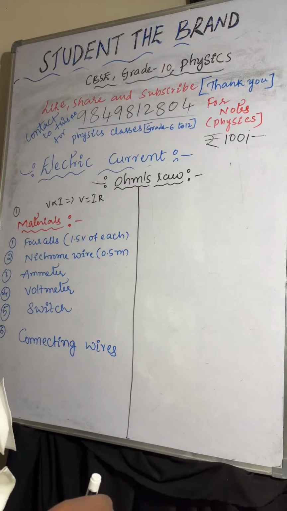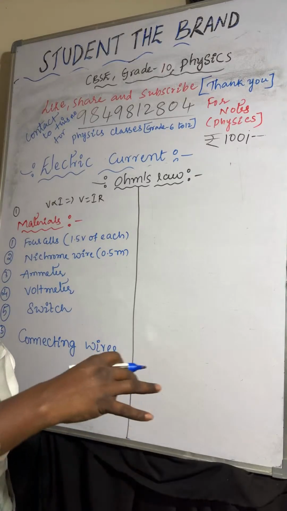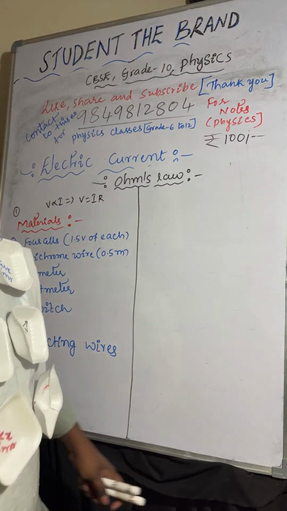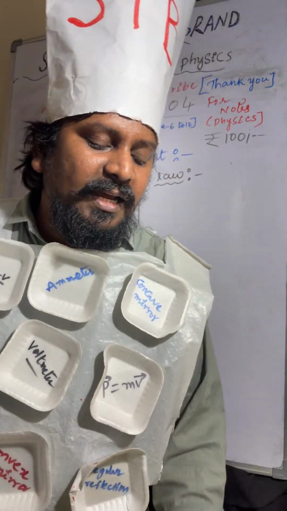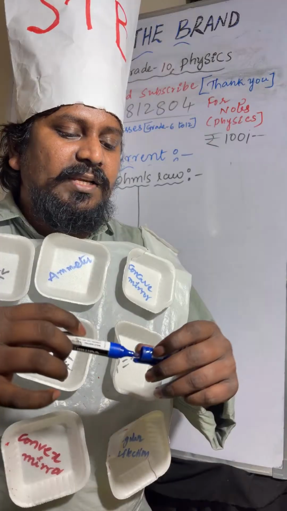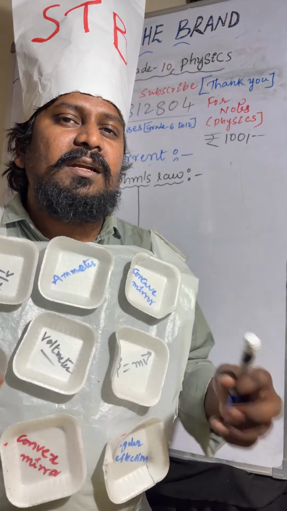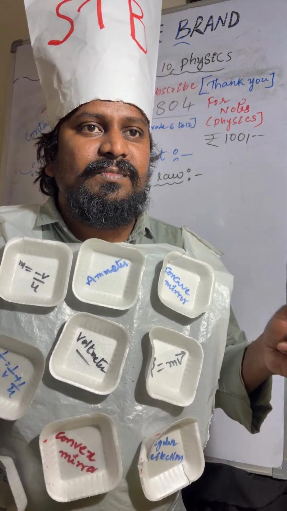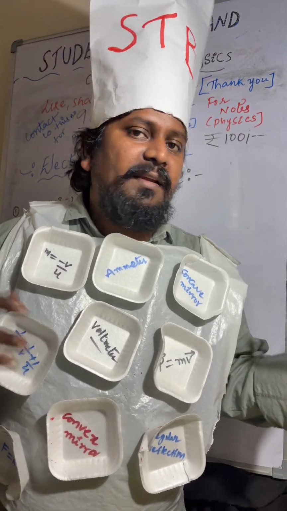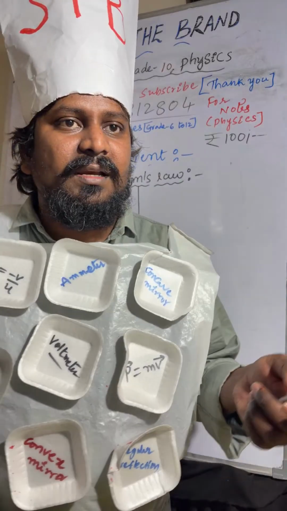So the potential difference across the ends of the given metallic conductor is directly proportional to current flowing through it at a constant temperature. That is called Ohm's law definition. So I hope you got it, right?